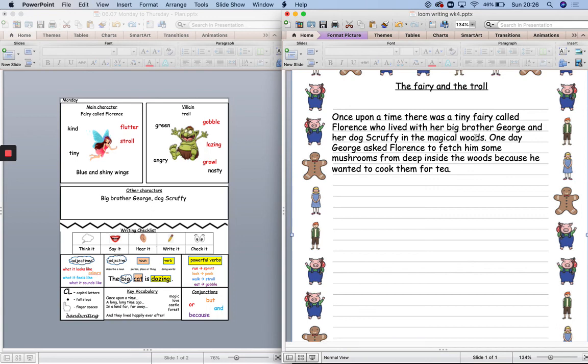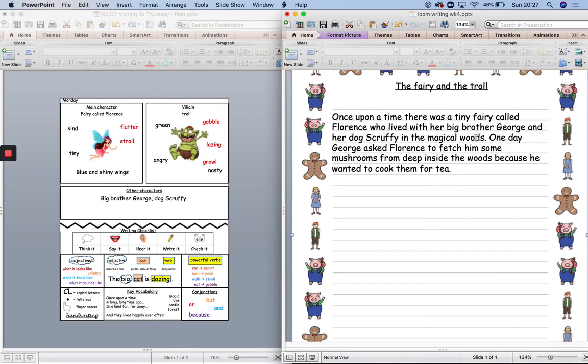Now Friday's lesson, it'll be the last day of term. It's a long way off, I know, but Friday the 17th of July, I'd like you to share your book with someone in your family. And of course, share it with us. Send it in to Dojo. We would love to see your stories.